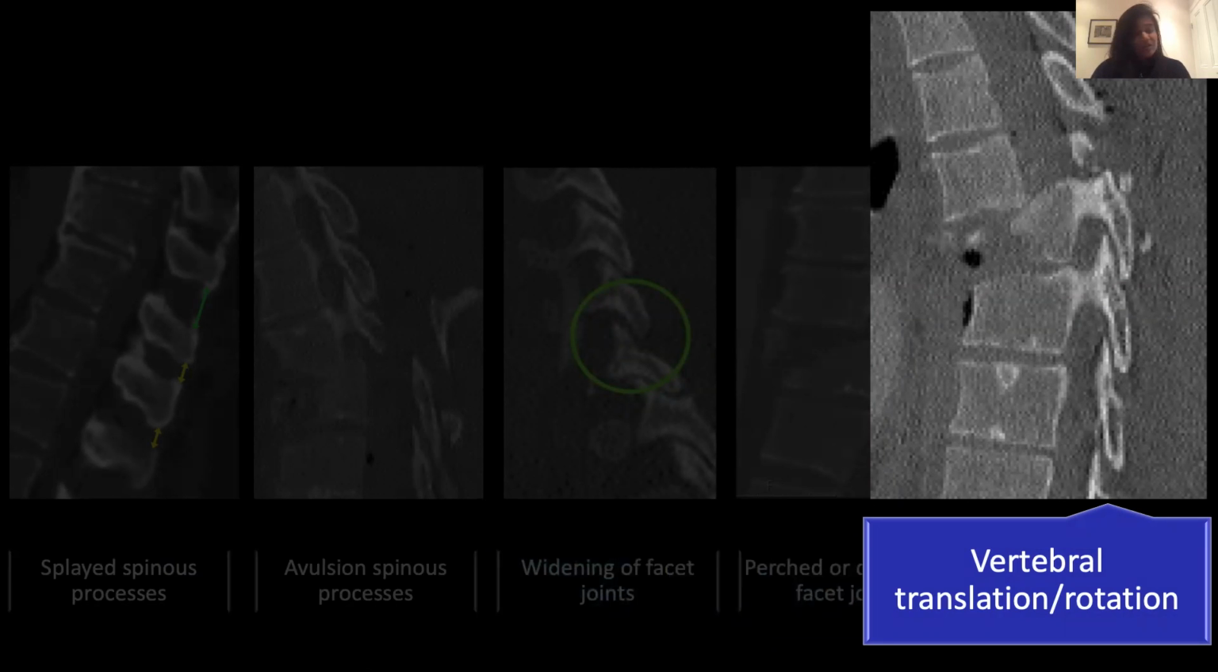But remember that no individual finding is sufficiently accurate. You would need to have really more than 2 of these to be confident of that. And a local kyphosis of more than 20 degrees is also predictive.